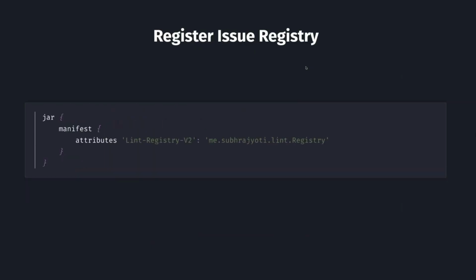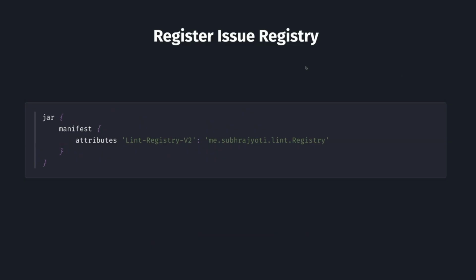Now, once you have created this registry, you need to declare it as a registry so that the manifest can link to it. So inside the same build.gradle, you apply this manifest attribute, and for the Lint-Registry-v2 attribute, you give the value as the fully qualified class name of the registry.